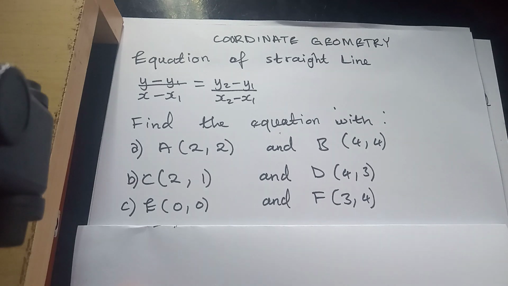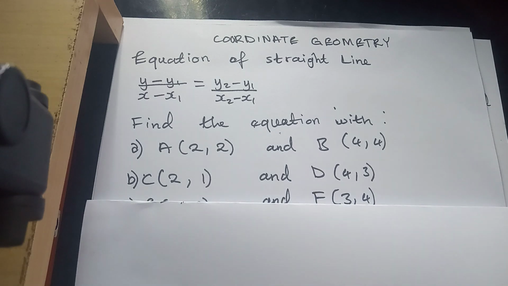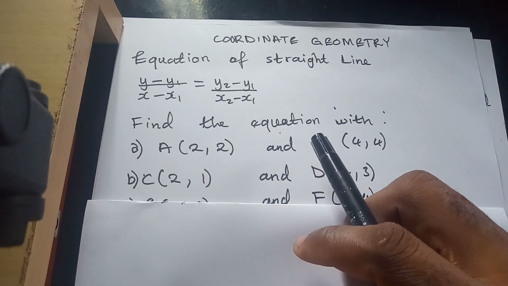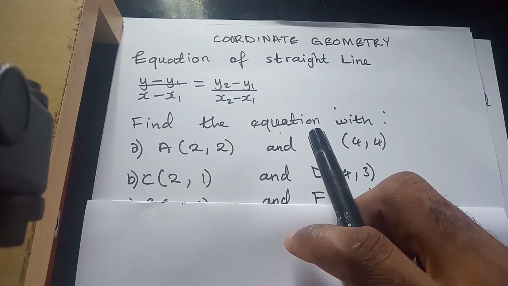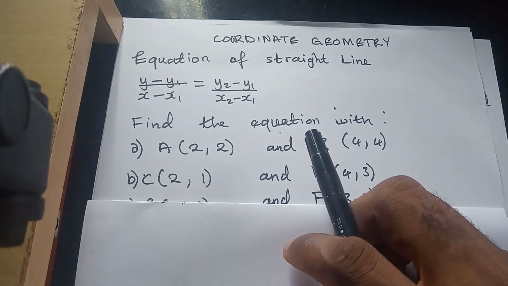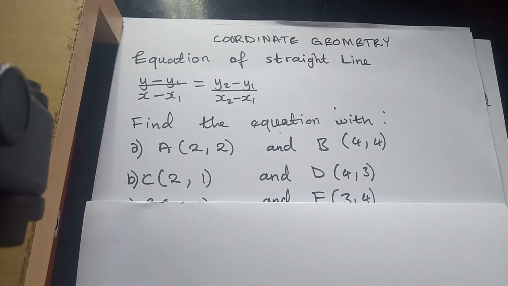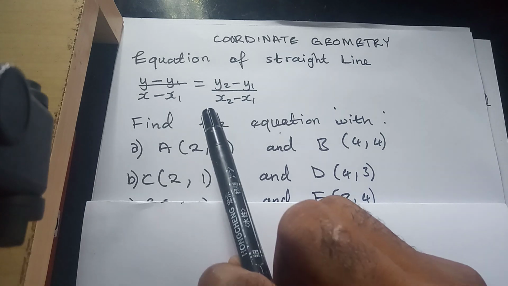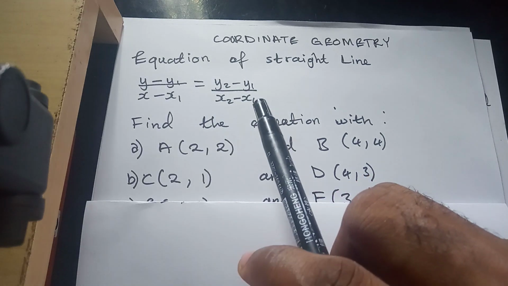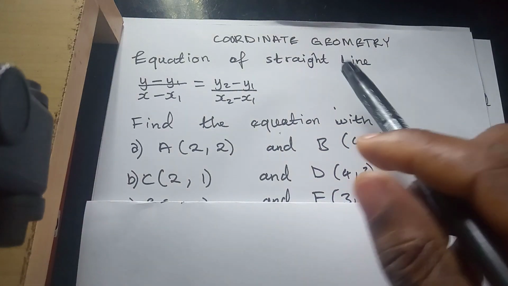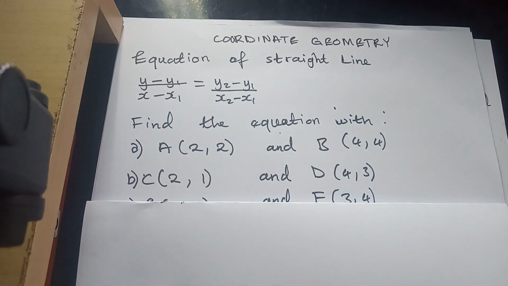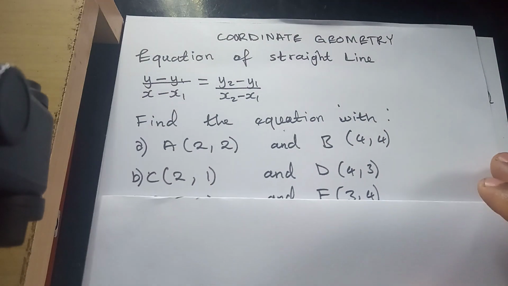So we also have this method for finding equations of the straight line. This is mostly known as the 2-point form. When you have 2 points and you want to find the equation connecting them, this is actually the best method, because you don't need to find the gradient, you don't need to find your C, you just straight away find your equation.